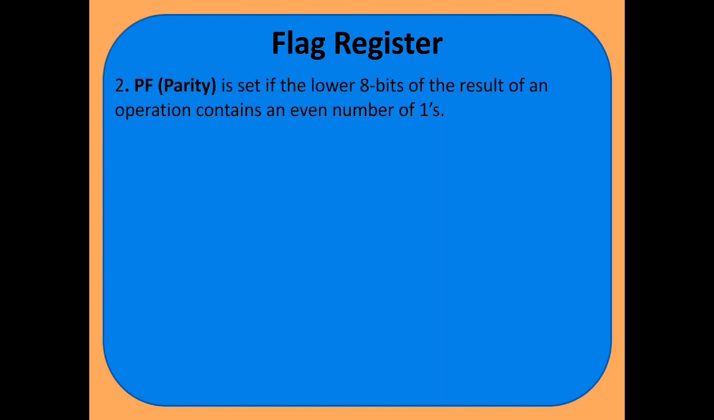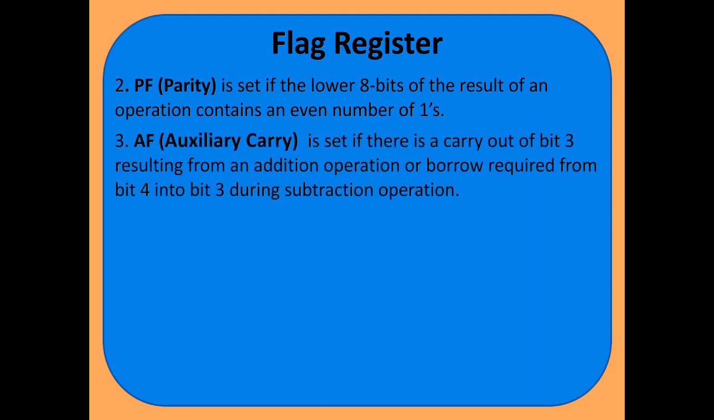Now coming to the parity flag, the parity flag represents the number of ones in a result. If the number of ones is even, this bit becomes 1. If the number of ones is odd, then this bit becomes 0. Coming to the auxiliary carry flag, it represents the carry that is generated by adding the lower nibble of data. Nibble means 4 bits of data.